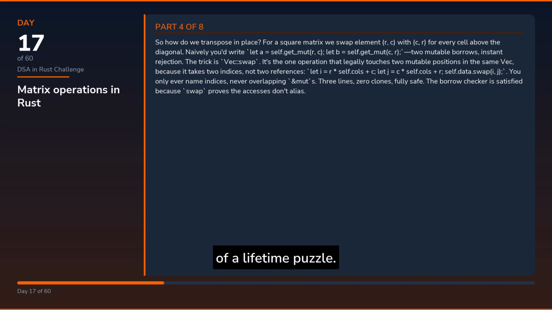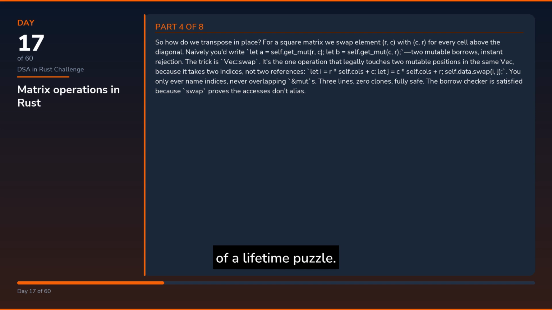So how do we transpose in place? For a square matrix, we swap element (r, c) with (c, r) for every cell above the diagonal. Naively, you'd write let a = self.get_mut(r, c). Let b = self.get_mut(c, r). Two mutable borrows, instant rejection.